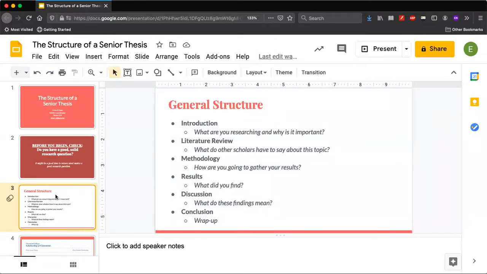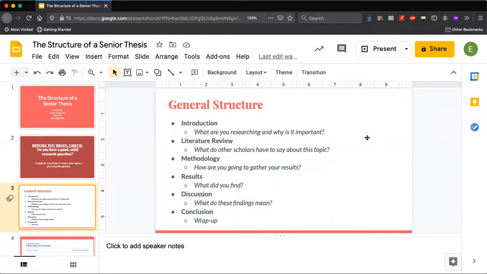The next section is the literature review. I think some of you will have already had to write this for your research seminars, but the purpose of a literature review is to establish what other scholars have had to say about this topic, right? And how your research builds on that, fits into that.